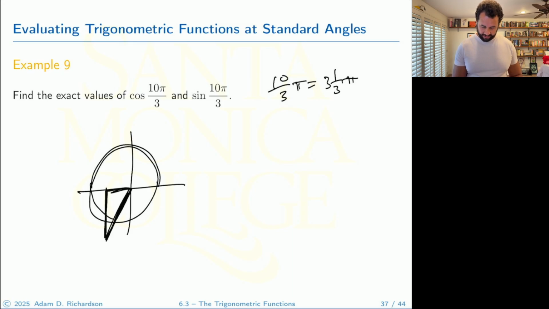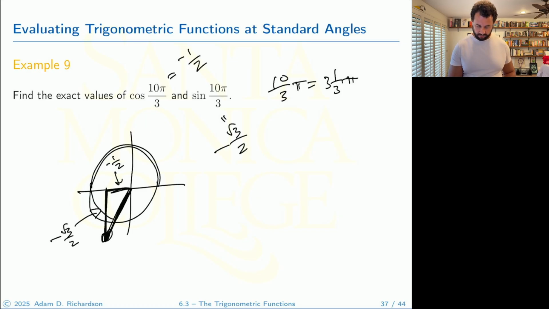Okay. This is the long leg. It's negative √3/2. This is the short leg. It's negative 1/2. I'm considering the signs based on the quadrant that I'm in, because my point is going to be over here, both x and y are going to be negative, right? But I've already done it. So cosine of 10 pi over 3 is negative 1/2. And sine of 10 pi over 3 is negative √3/2. And we're done. That's it.